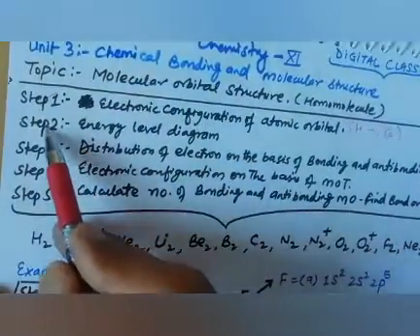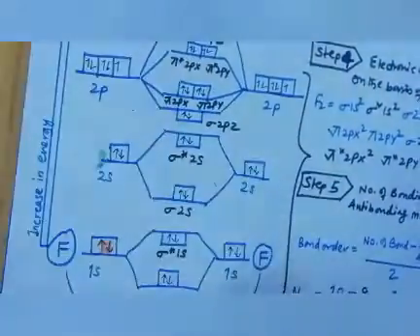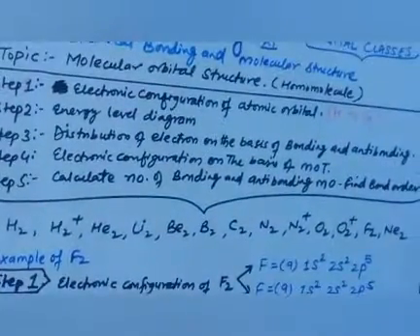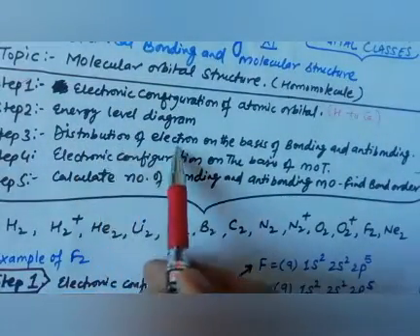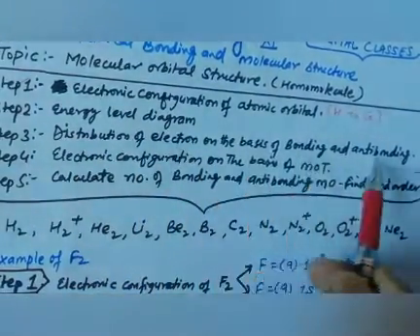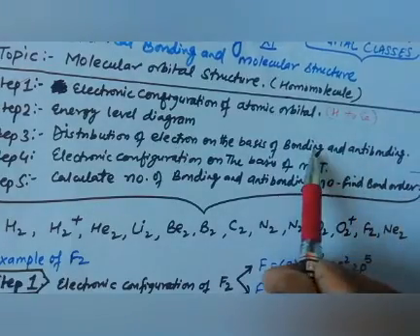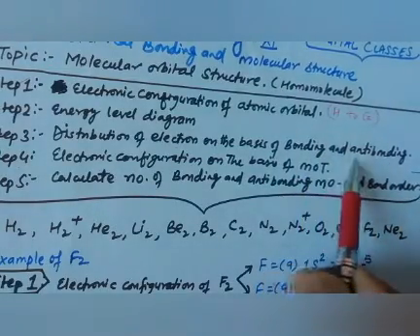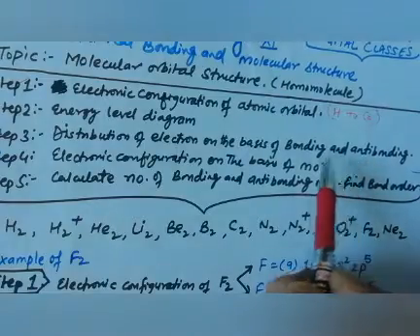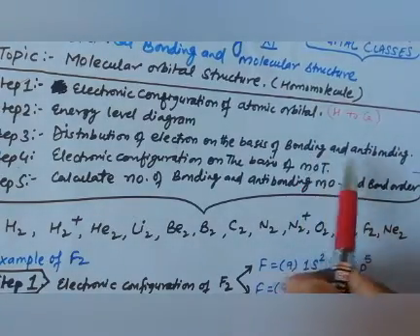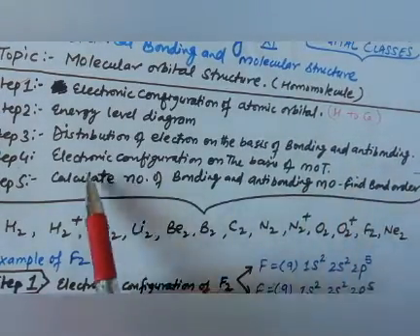Then second step is we need to know how to draw the energy level diagram. This is the energy level diagram, I'm going to tell you today. Third step is distribution of electrons on the basis of bonding and anti-bonding. Bonding is clockwise direction electron and anti-bonding is anti-clockwise direction. Bonding is with addition and anti-bonding is with subtraction.